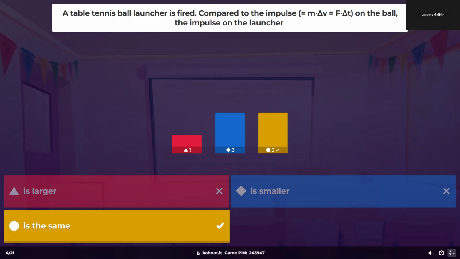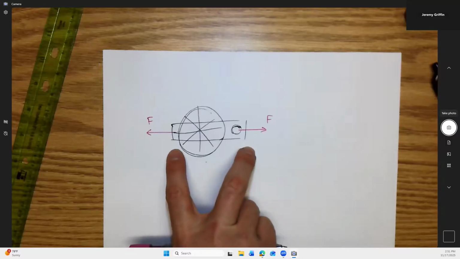Yeah, would also be the same. Here, I want to convince you guys that would be true. Okay. Now, here I'm showing a single force.